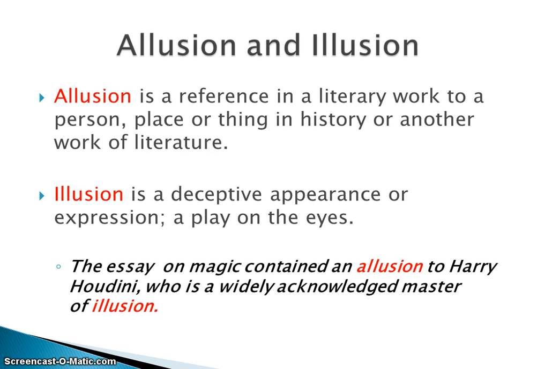Okay. Allusion versus illusion. Allusion is a reference in a literary work to a person or place or thing in history or some other piece of literature. Illusion is something that deceives you, like an optical illusion. It plays on your eyes. So check out this sentence here. This is a beauty. The essay on magic contained an allusion to Harry Houdini, who is a widely acknowledged master of illusion. You see the difference there. Allusion means you're alluding to something, and illusion is that optical illusion or that deceiving of the eyes. Very important there, just a little letter switch, but it can trick you up.